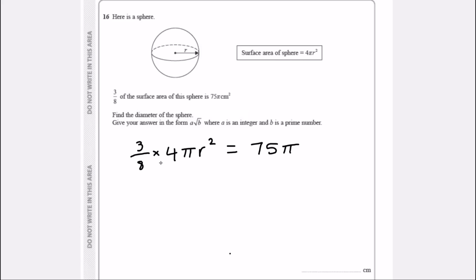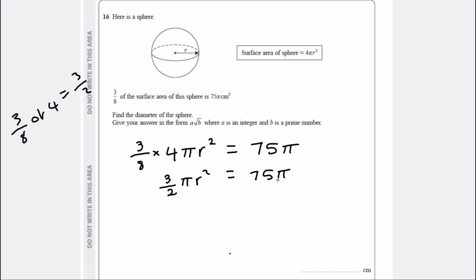3/8 of 4 is the same as 1.5, so 3 4s are 12. 12 over 8 is the same as 1.5. So 3/8 of 4 is 1.5, or 3 over 2. So let's write that as 3 over 2 pi r squared equals 75 pi.